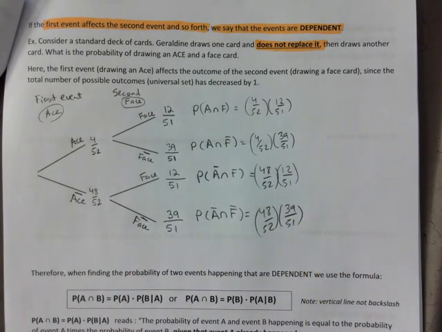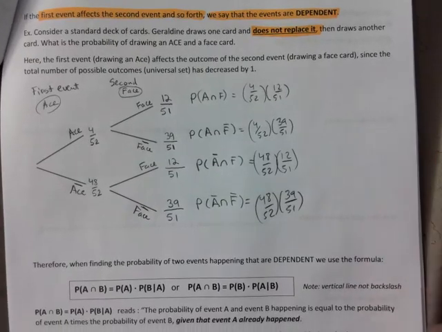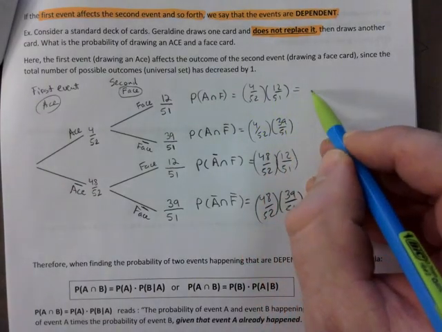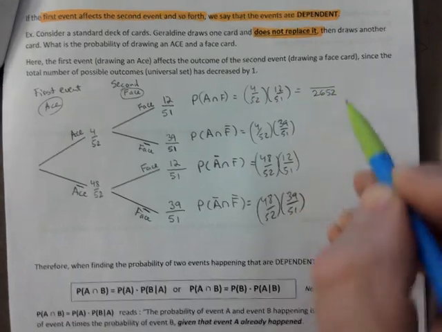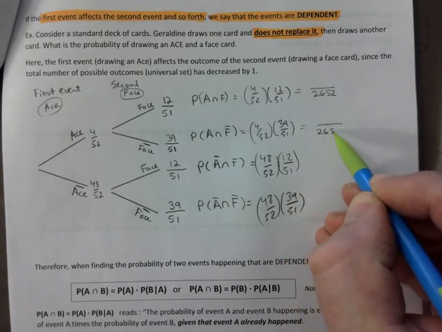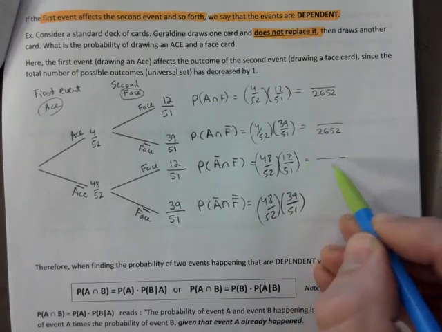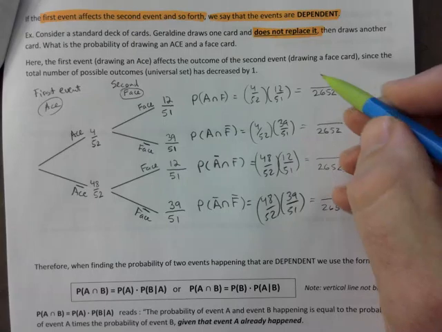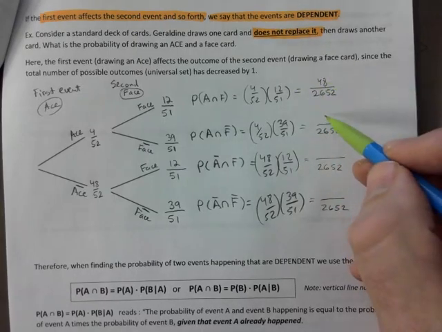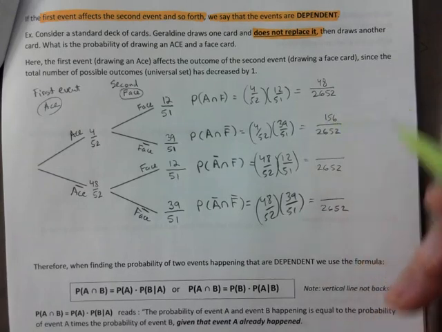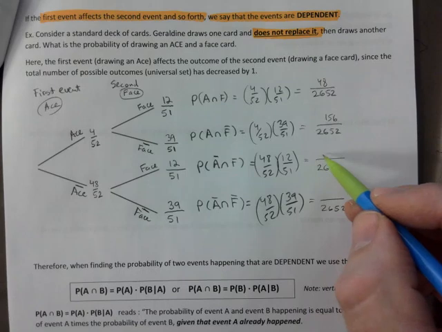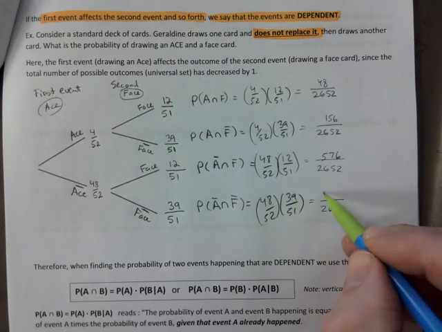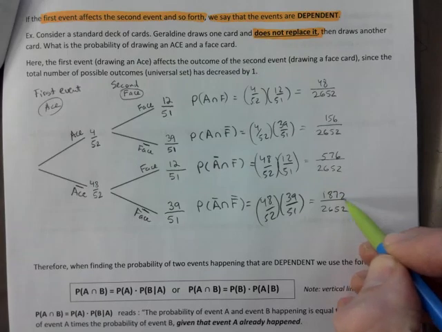And because of time, once you figure out what 52 times 51 is, which is 2652, just write it down for every single one. That's going to be your answer in the denominator. 4 times 12 is 48. 4 times 39 is 156. 48 times 12 is 576. And 48 times 39 is 1872.